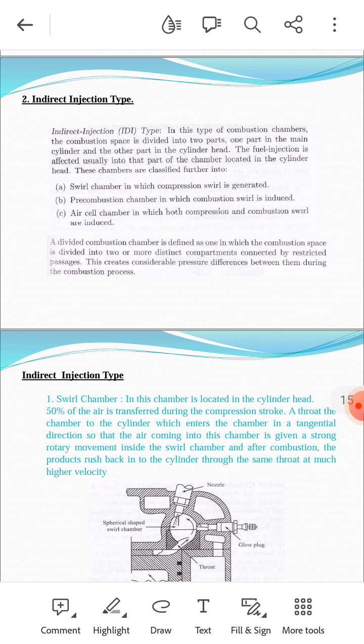Indirect injection type, the swirl chamber. This chamber is located in the cylinder head. About 50% of air is transferred during the compression stroke through the throat to the chamber, which enters the chamber in a tangential direction, so that the air coming into this chamber is given strong rotary movement inside the swirl chamber, and after combustion the products rush back into the cylinder through the same throat at much higher velocity.